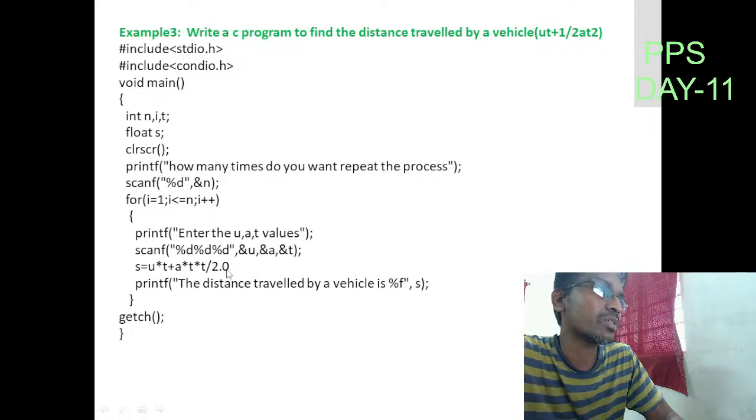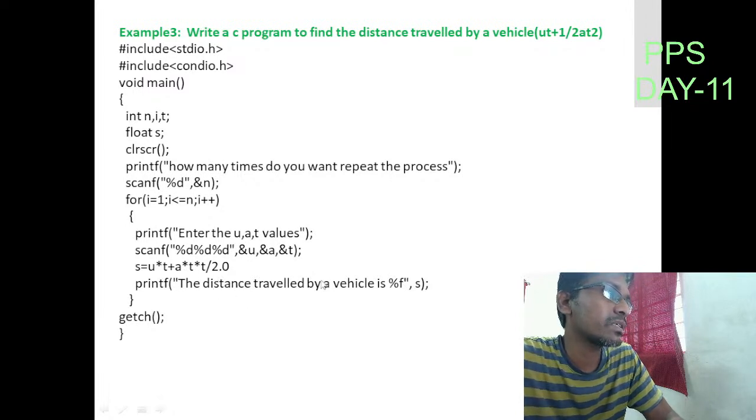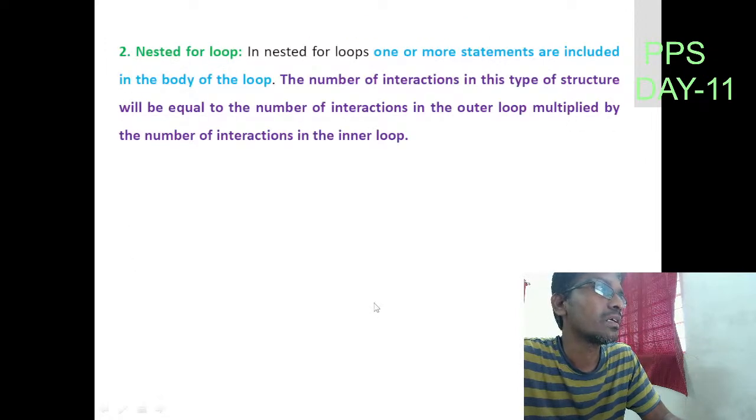So by 2.0, I got the distance traveled by a vehicle of s. So there is another program for loops. And coming to the next loop control statement, it will be nested for loops.